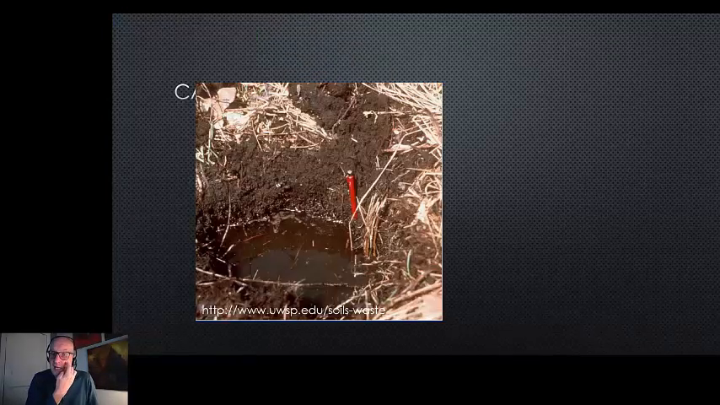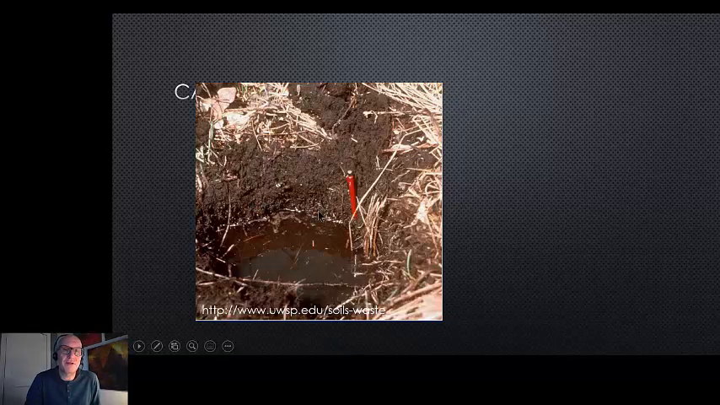And you can see that a little bit more clearly in this picture that I've pinched off the internet. There's the web address there, and you can actually see the damp zone where water is being drawn up into this soil profile quite clearly.